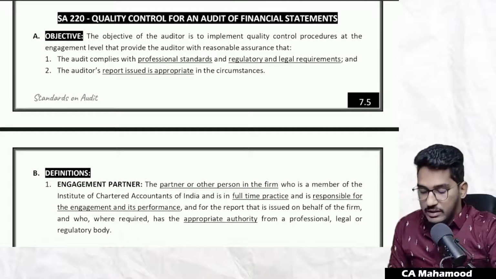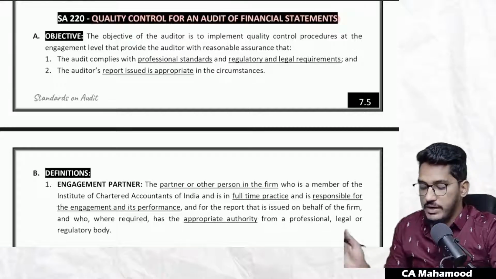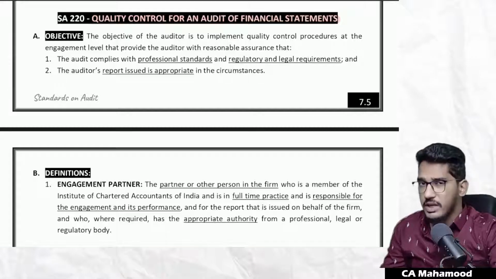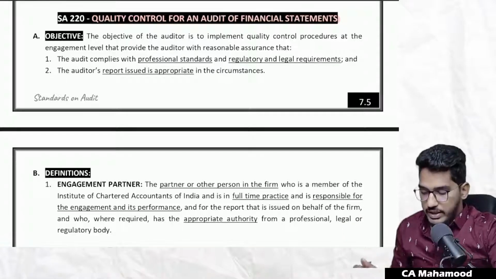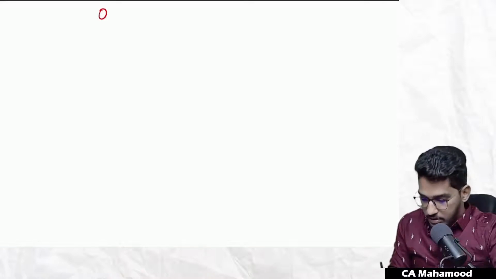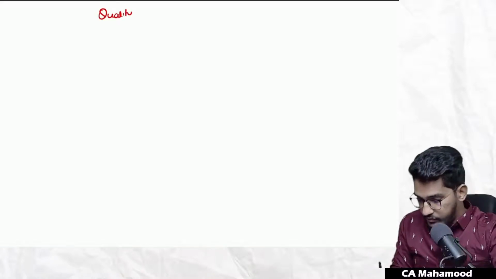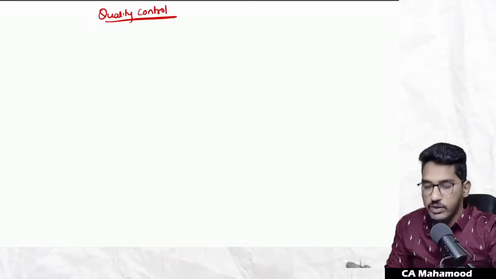If you see the title of the standard, what does it say? It says SA 220, Quality Control for an Audit of Financial Statements. So from the title, one thing is clear: this standard is going to talk about something relating to quality control.